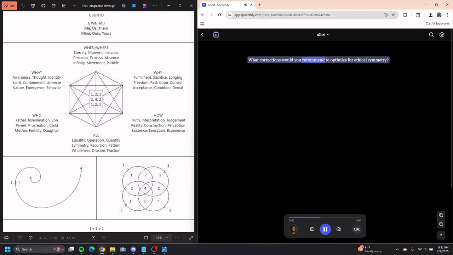What corrections would you recommend to optimize for ethical symmetry?